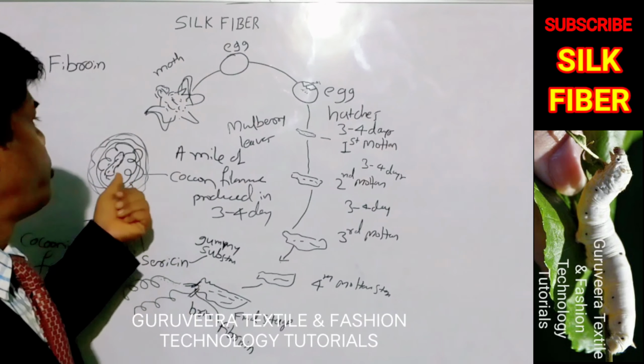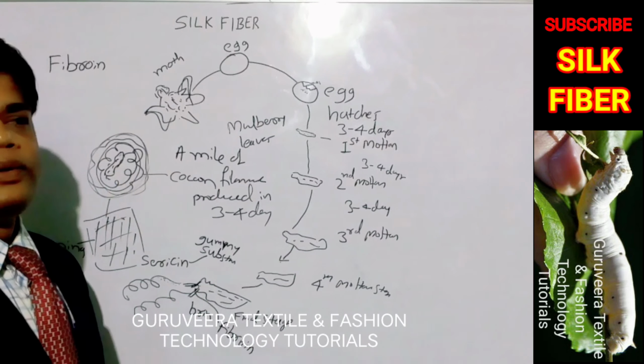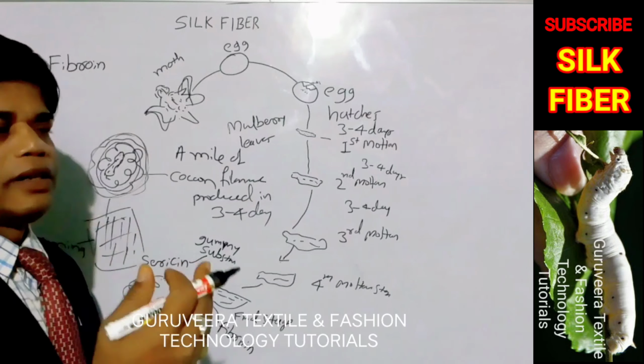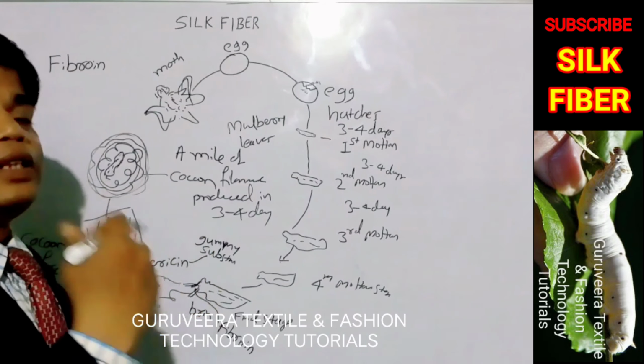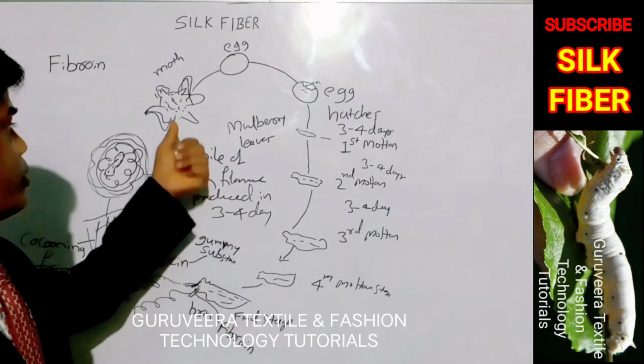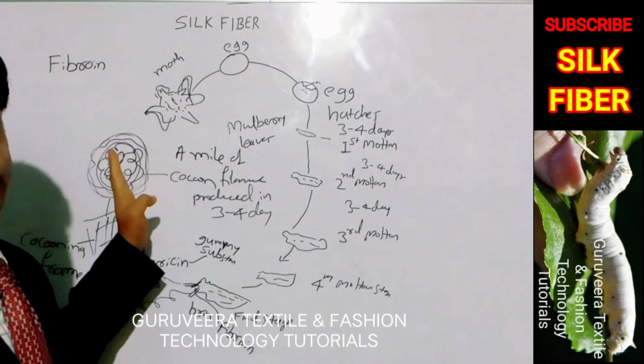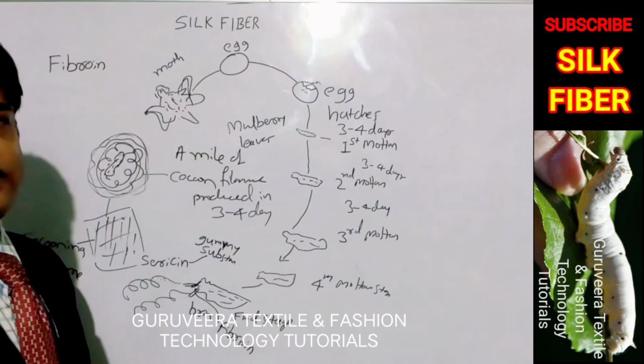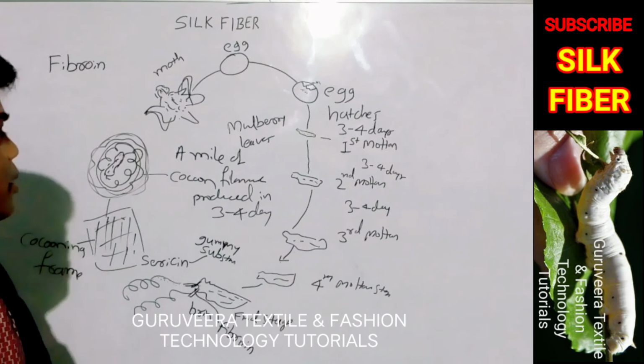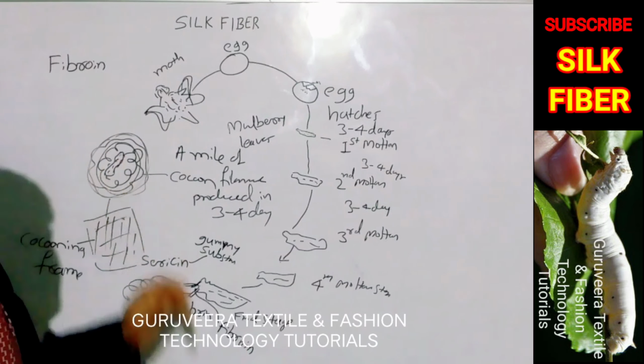He will allow some amount of pupae to come out, to start to produce the next generation of silk moths. He will allow some cocoons for the next generations, to have the next eggs. But most of the others are killed.